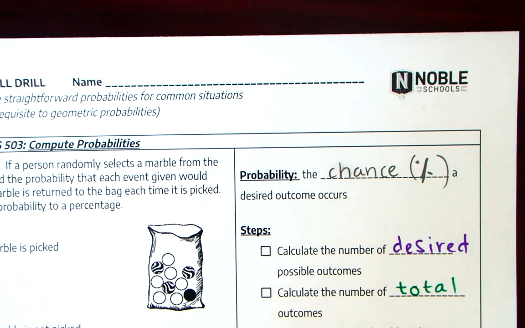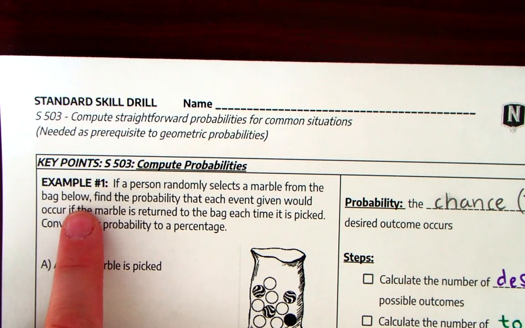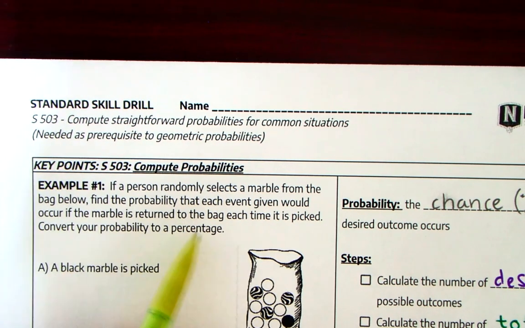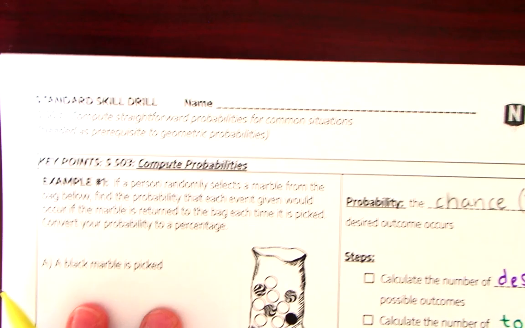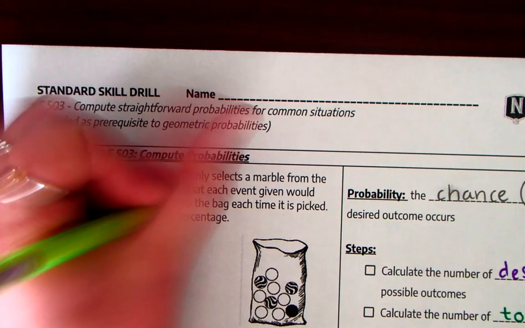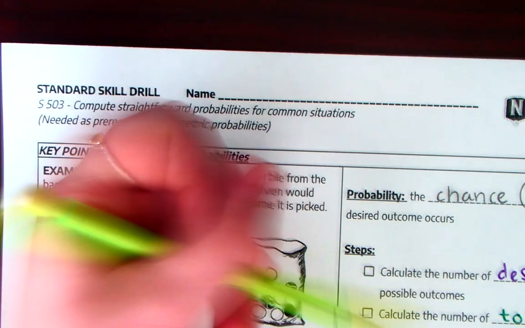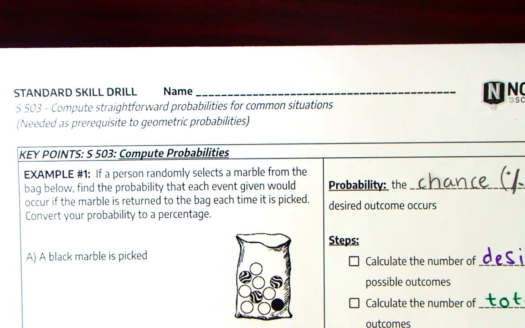Okay, so for example, if a person randomly selects a marble from the bag below, find the probability that each event given would occur if the marble is returned to the bag each time it is picked. We're going to convert our probability to a percentage. Okay, cool. So it's kind of like a mathematical way of predicting. And again, these words randomly select matter, like putting it back in the bag kind of matters. But yeah, it's a mathematical way to describe what is the event of something random happening given the situation. Okay, I hope that didn't confuse you.